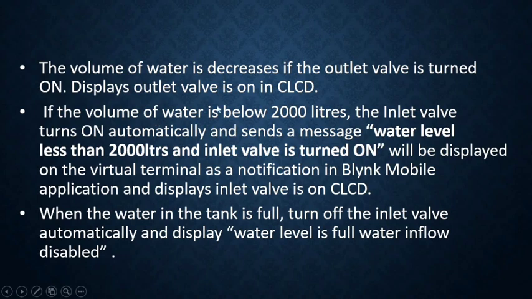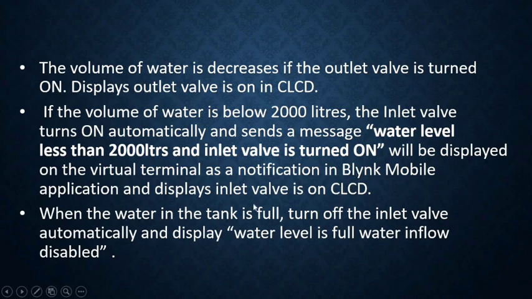The volume of water decreases if the outlet valve is turned on. When the outlet valve is turned on, the volume of the water automatically decreases. This is displayed on the CLCD as outlet valve is on. If the volume of water is below 2000 liters, the inlet valve automatically turns on and sends a notification message like water level less than 2000 liters and inlet valve is turned on. This message is displayed in the Blynk mobile application and also on the CLCD.